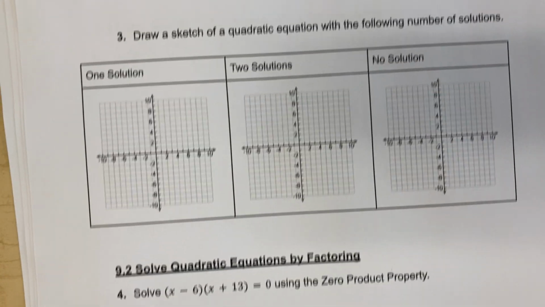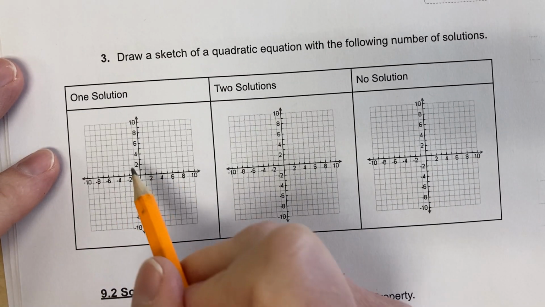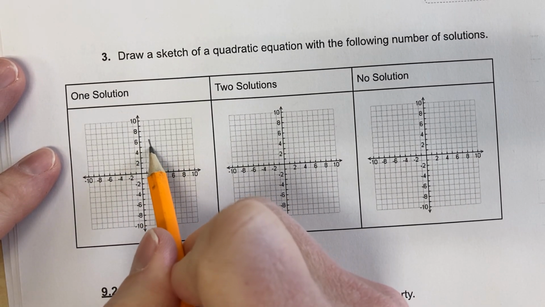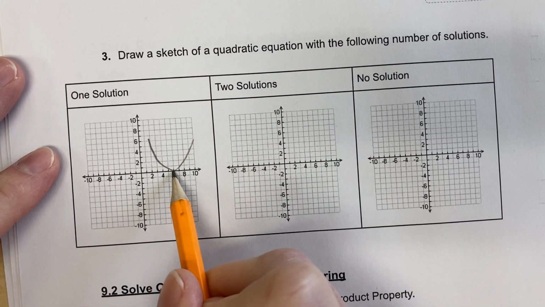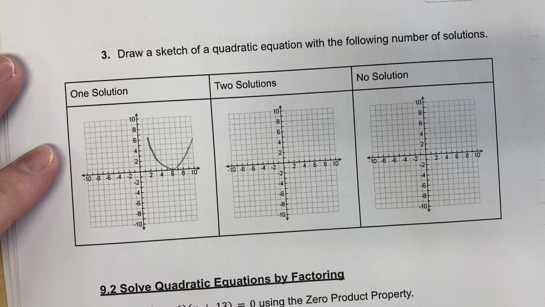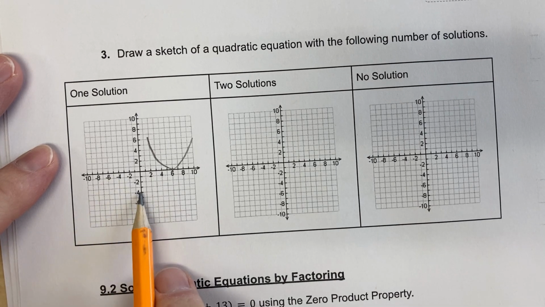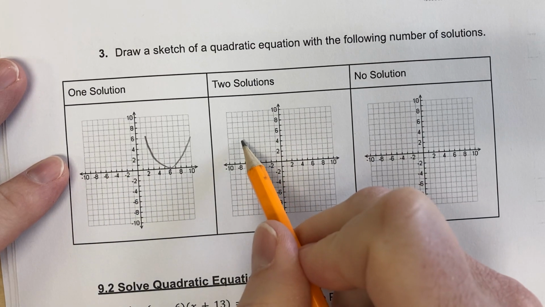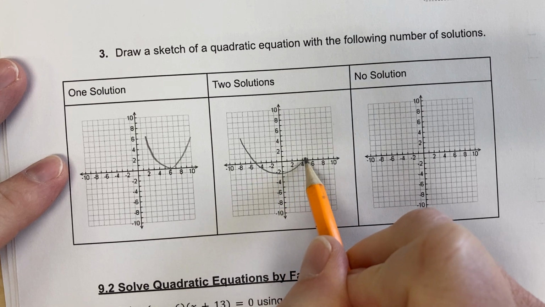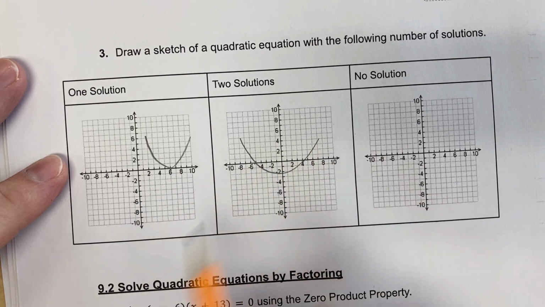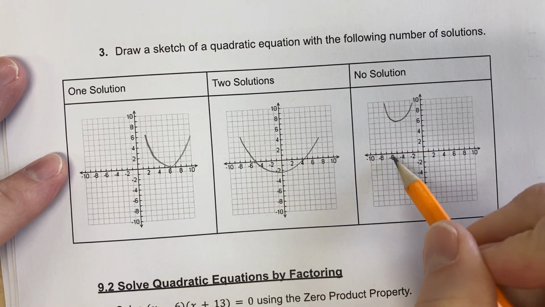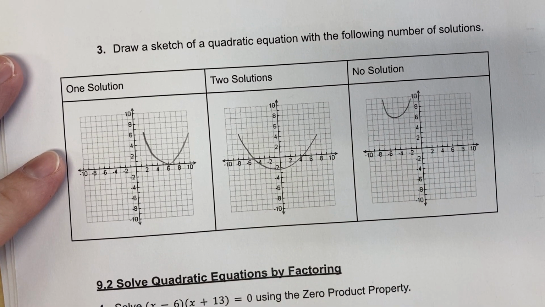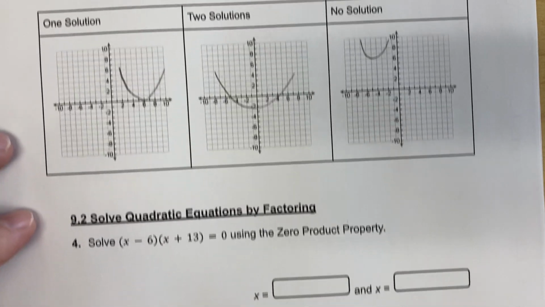Okay. Then we're going to draw a sketch of each of these. One solution, quadratic, is where it comes down and just hits one point and comes back up. So it just touches the x-axis and then does it. It can do it from the bottom, it can do it from the top, doesn't matter. Two solutions is when it goes through and then comes back up. And then we have two distinct solutions there. A no solution is when it doesn't touch the axis at all. All right? So those are your options there.